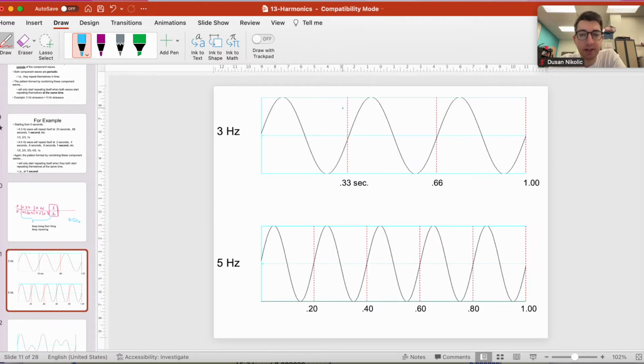So you can see the 3 hertz wave. It's being repeated here at 0.33, and it does not align with this one, right? There is no alignment there at 0.66, so no alignment in time. That's what we're talking about. The time is different. They start aligning at 1 second, so they both come to 1 second, and at 1 second they start aligning. So we know what the fundamental frequency will be.